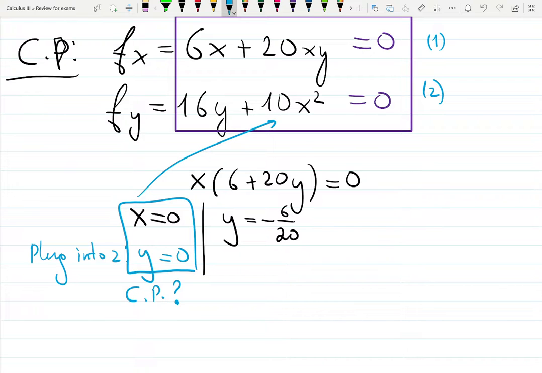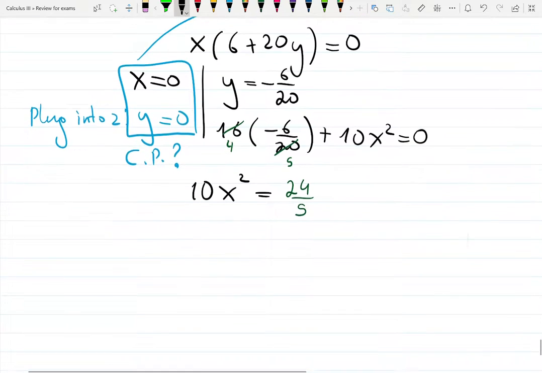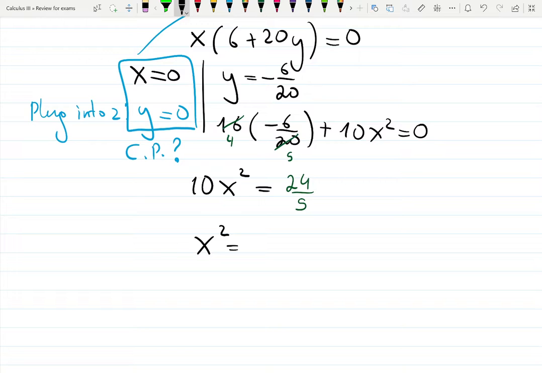Plug this y, -6/20, into equation number 2. And you will have 16 multiplied by -6/20 plus 10x squared equals 0. Well, let's simplify. Divide by 4, it will be 4 and 5. So it's going to be 24 over 5. X squared is going to be 24 over 5 divided by 10. Let's simplify even more. Divided by 2, that will be 12. Divided by 2, that will be 5. So that's going to be 12 over 25.